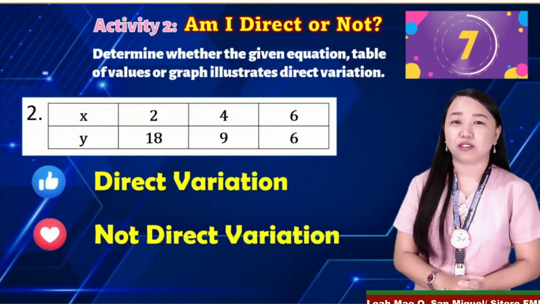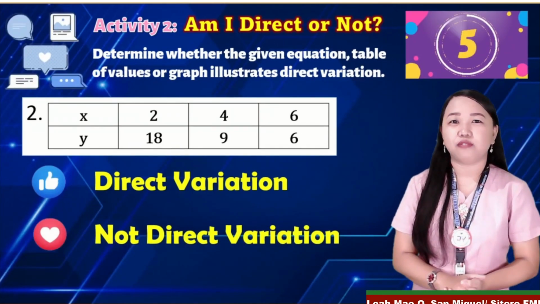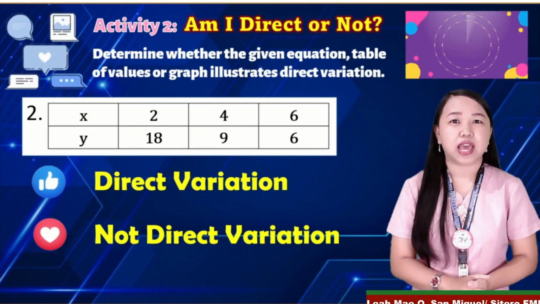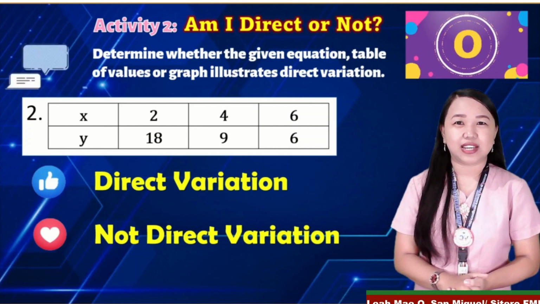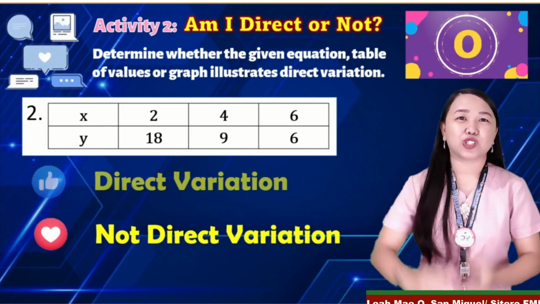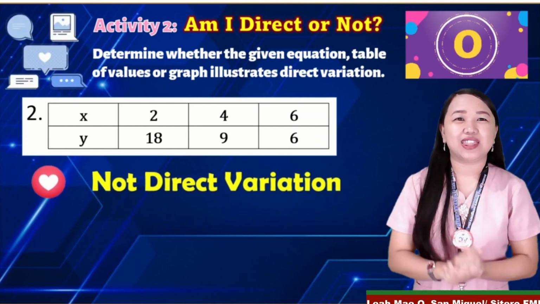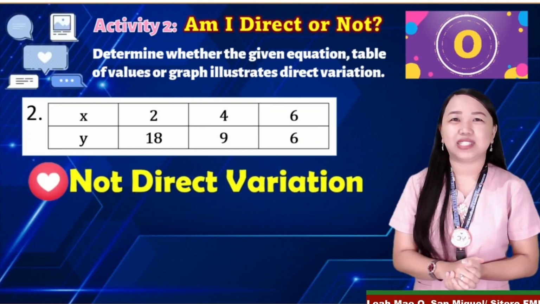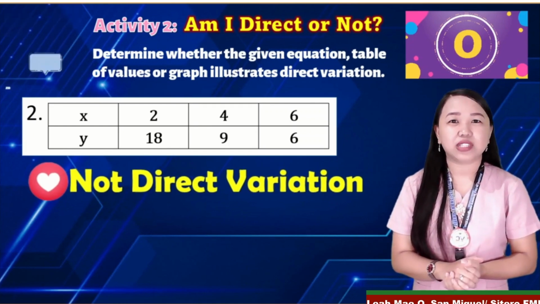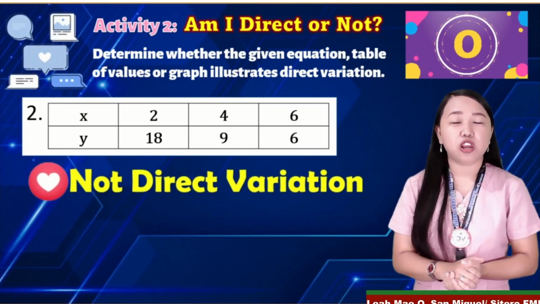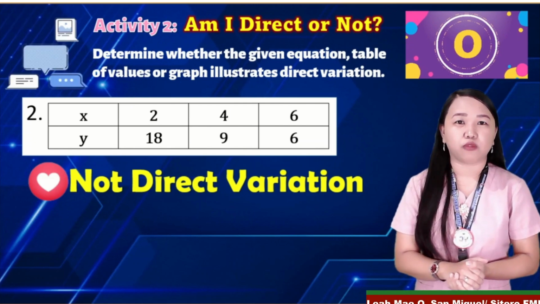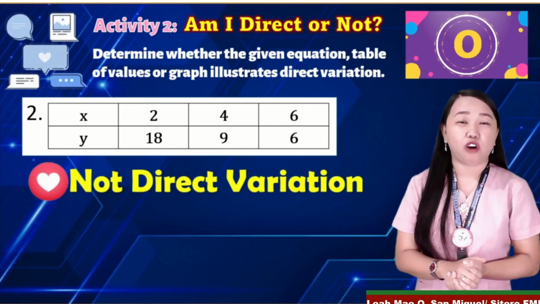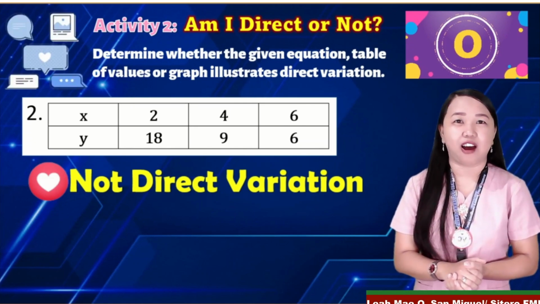Remember that as the value of x increases, the value of y must also increase, and the quotient of y divided by x must be constant. Time's up! If you answered heart emoji, then you're right. Fantastic! In the given table of values, as the value of x increases, the value of y decreases. Therefore, it is not a direct variation, and the quotient of y divided by x is not constant.